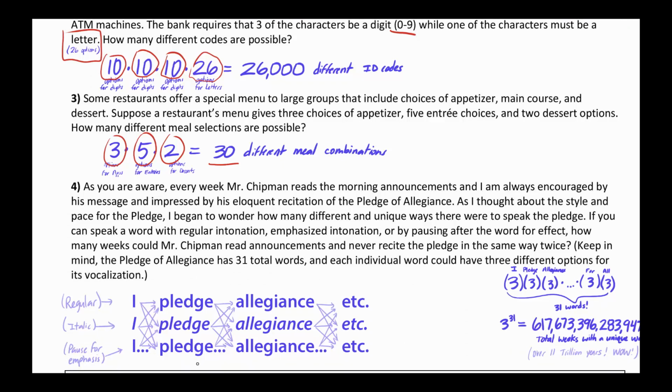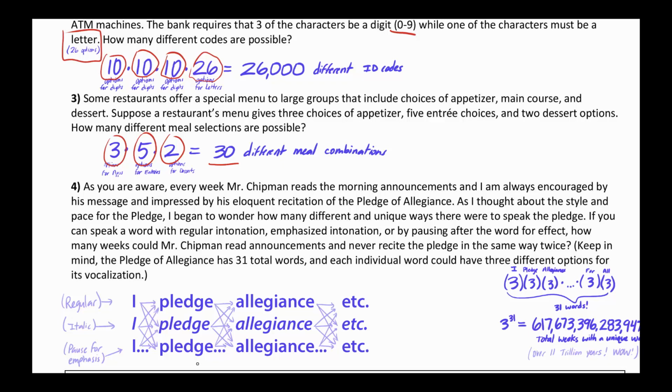Question number 4. As you are aware, every week Mr. Chipman reads the morning announcements, and I'm always encouraged by his message and impressed by his eloquent recitation of the Pledge of Allegiance. I think it's great. As I thought about the style and his pace for the pledge, I began wondering how many different unique ways he could speak the Pledge of Allegiance each week. So you could speak a word with regular intonation, so just kind of monotone or flat. You can emphasize it, put a little oomph behind it, or you can pause after the word for effect. So how many weeks could Mr. Chipman read the announcements and never recite the pledge in the same way twice?